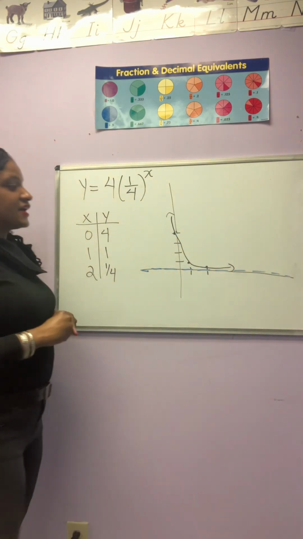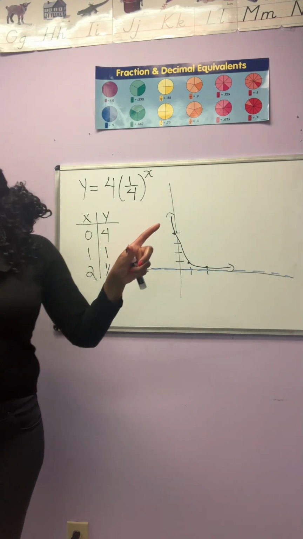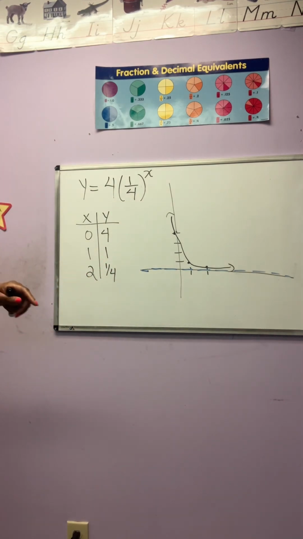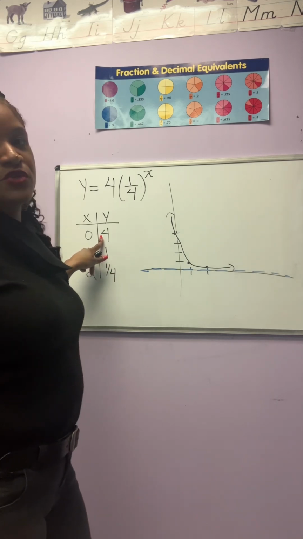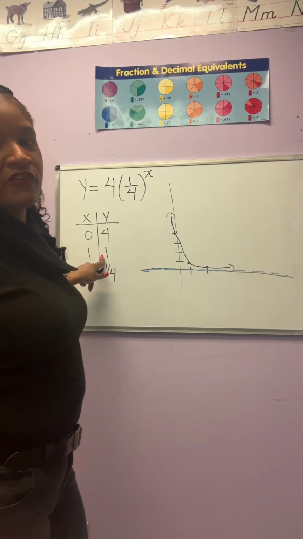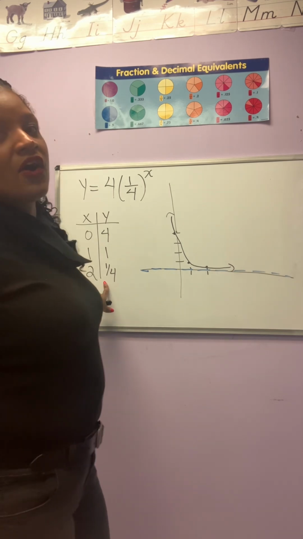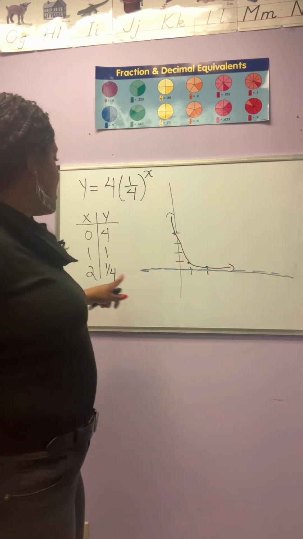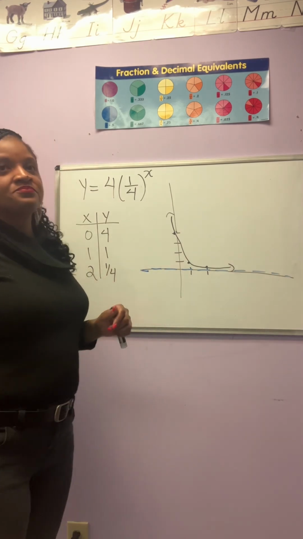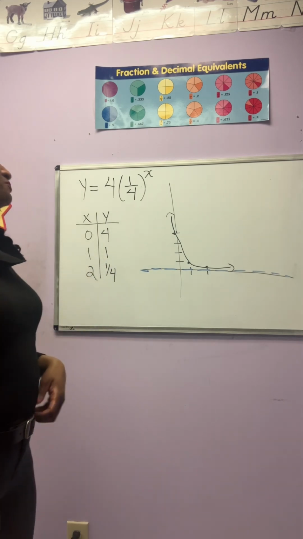This is a decay. It's a decay because it's a fraction. So it just means that whatever it is, it's going down 1/4 of the value each time. As you can see, at first we started at 4. Now we're at 1. And then we're at 1/4. So the 1/4 is actually what you're keeping, but that means you're losing 3/4 of it.